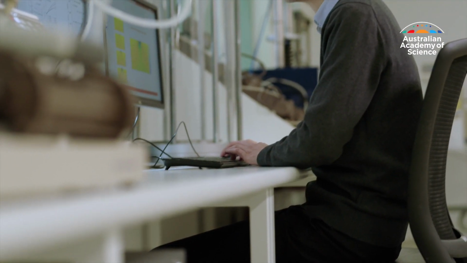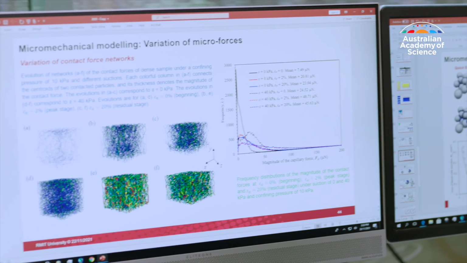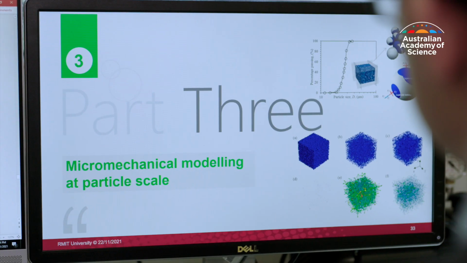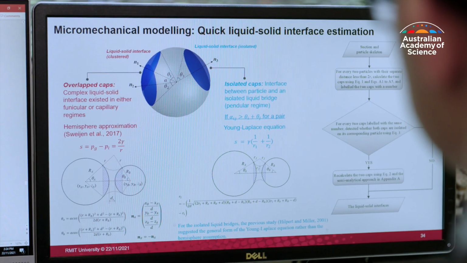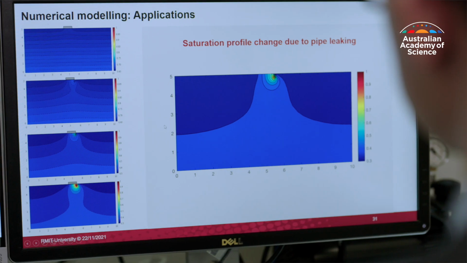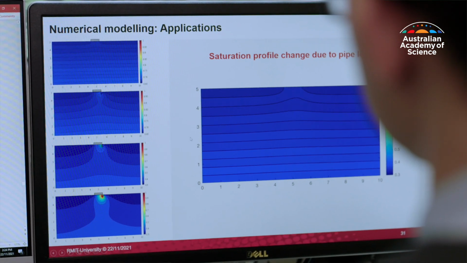Dr. Zhou's research has shed new light on how we can more accurately predict and potentially prevent those failures. He's worked with other scientists to develop a new modelling framework that considers unsaturated soil's complex relationship with water, known as the hydromechanical interaction. Hydromechanical interaction means hydraulic behavior is coupled with the mechanical behavior.